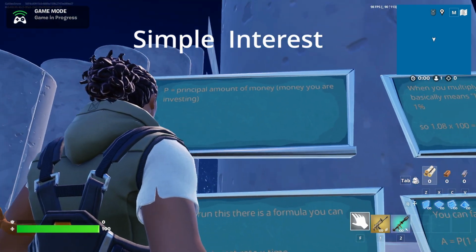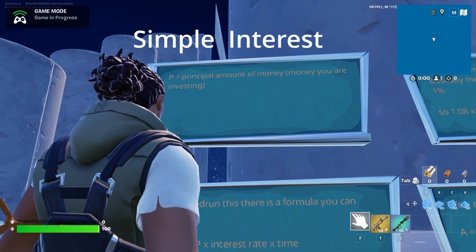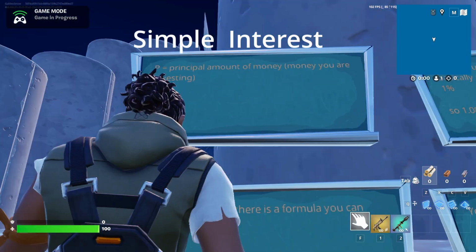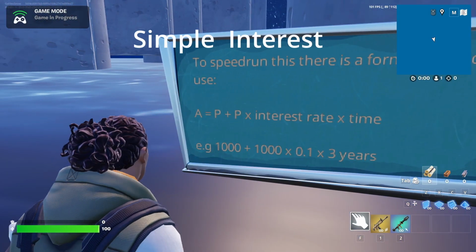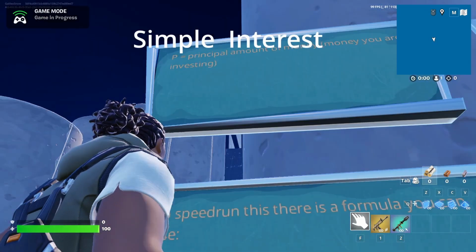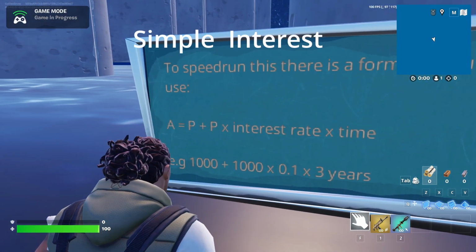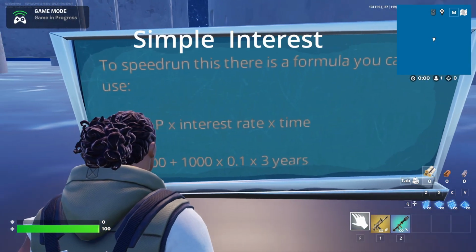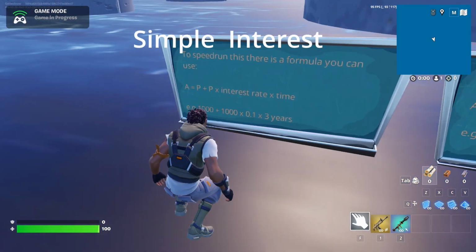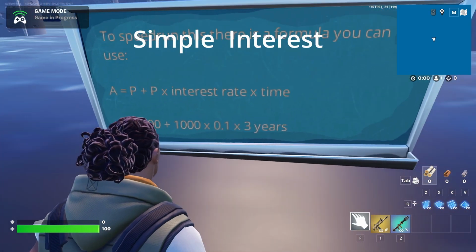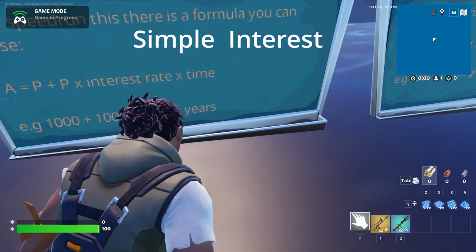Basically, you have a P, which is equal to your principal amount of money, which is the money you're investing. To use the formula, you're just going to use P, which is £1,000 in our case, plus P times the interest rate times time. In our example, it was 1,000 plus 1,000 times 0.1 times 3 years.